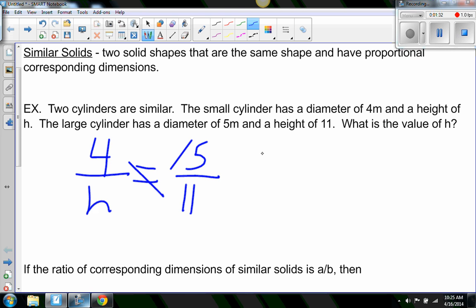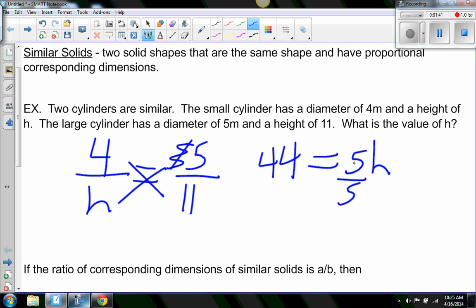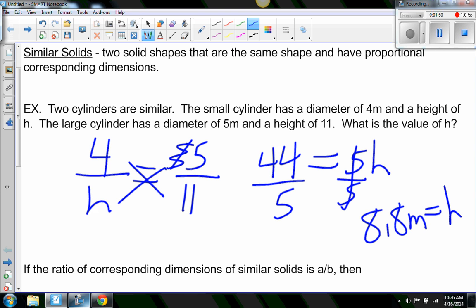And I'm just going to crisscross and solve my proportion. 4 times 11 is 44. 5 times h is 5h. And then I'm going to divide by 5. And I'm going to get 8.8 meters for my height. There's not much to that. We've done this before when we did the scale models and the scale drawings, all that stuff that we did. You have to set up proportions. It's all for what you don't know.